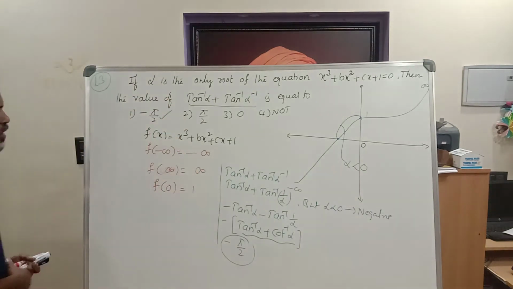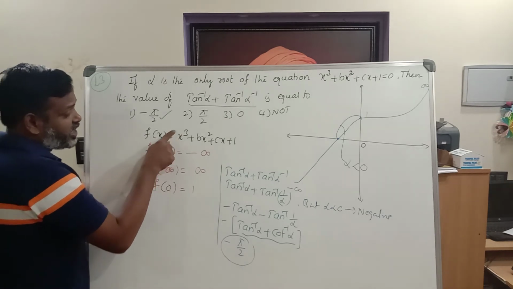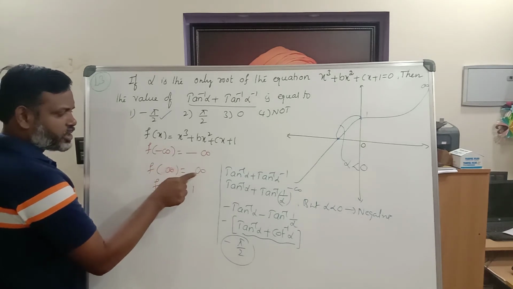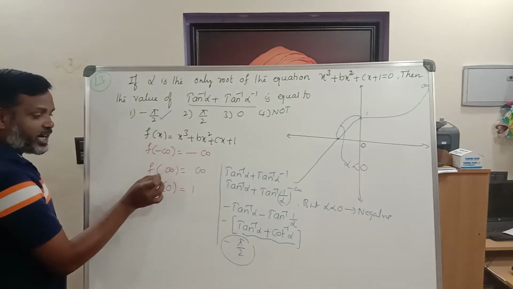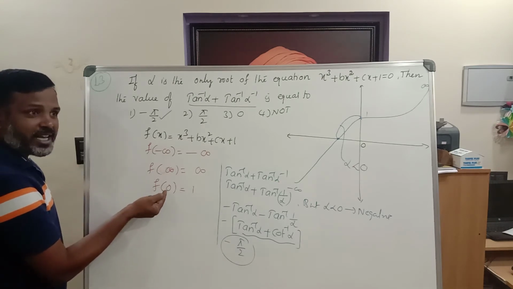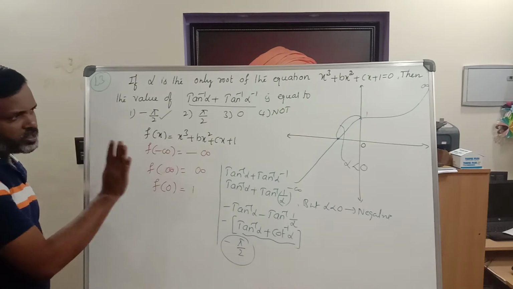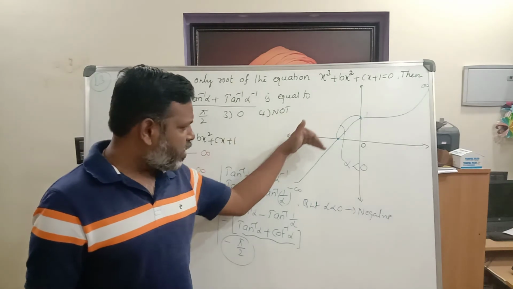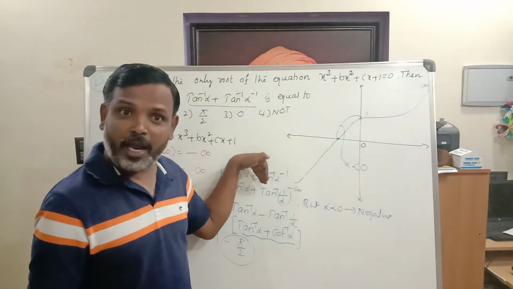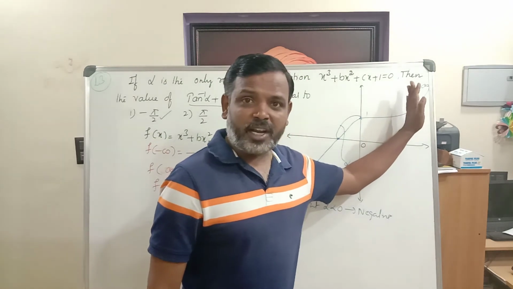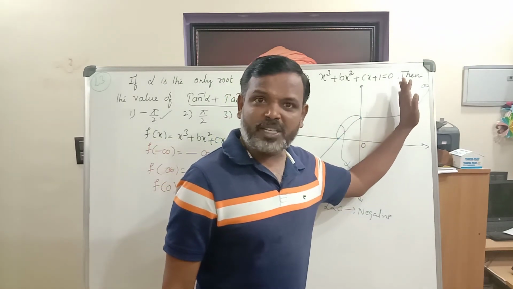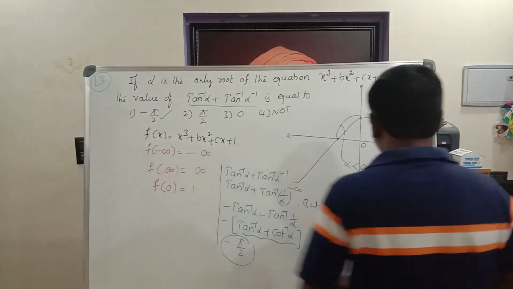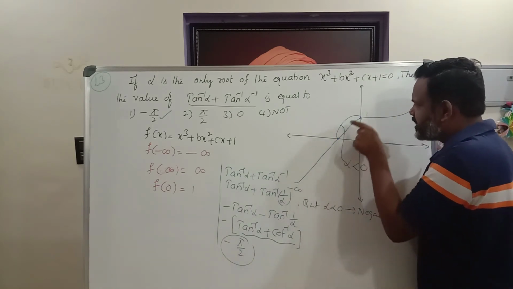Now let me check. When x approaches minus infinity, the cubic approaches minus infinity, so you won't get the real value there. When it approaches plus infinity, the cubic approaches plus infinity, and that won't give the value either. Between them, I can take the middle value 0. When x is exactly 0, it gives plus 1. Look here. So now the curve goes like this.